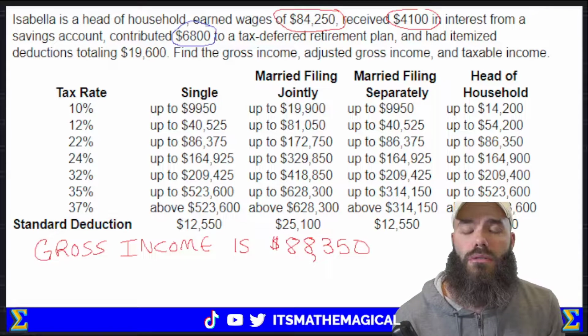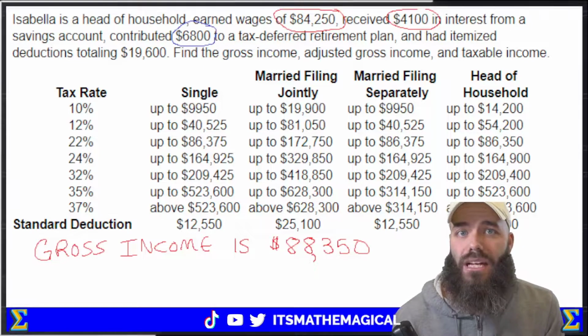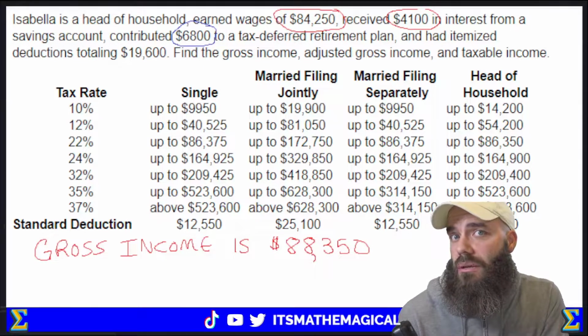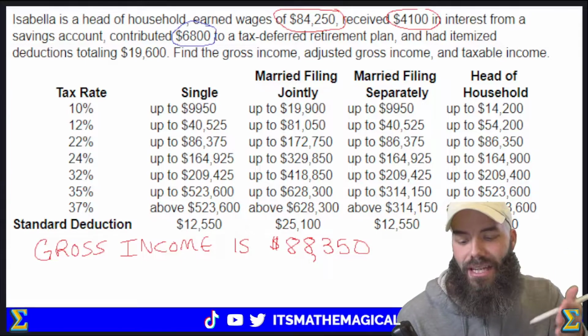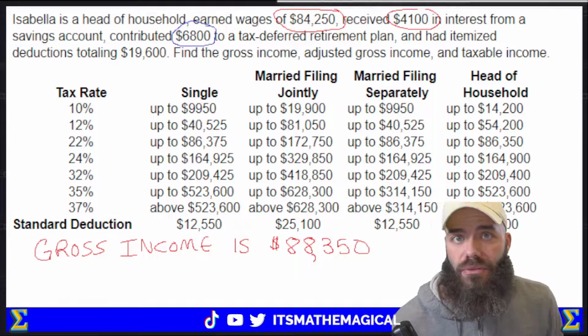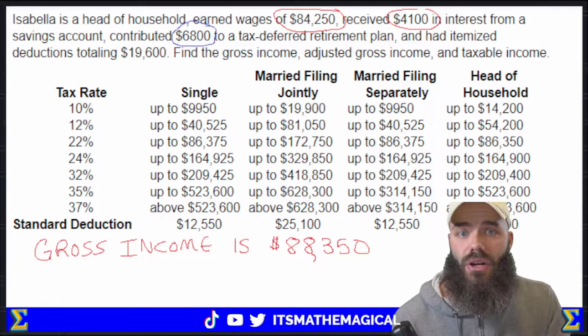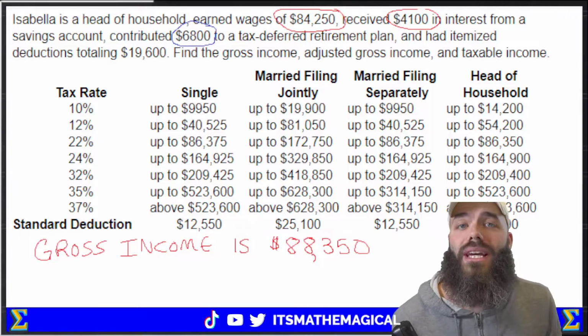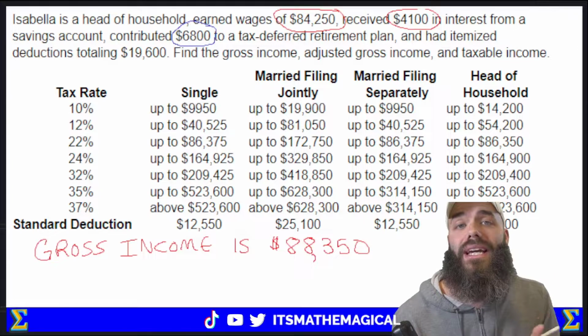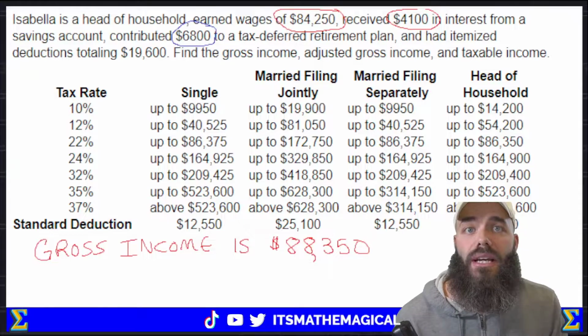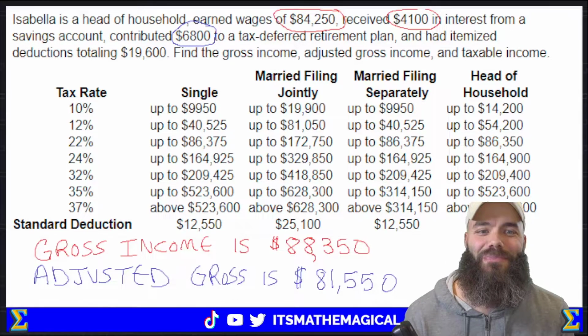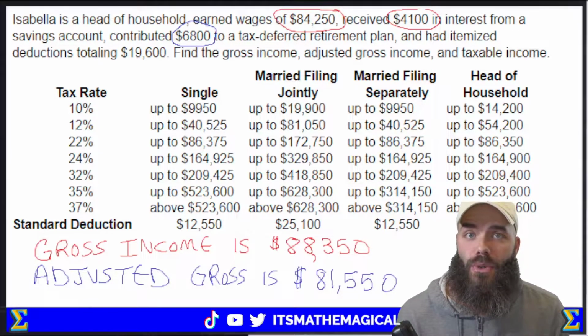So her adjusted gross income is going to be the $88,350 in gross income minus that $6,800 in her tax-deferred retirement plan. And so when you subtract $6,800 from $88,350, you will get an adjusted gross income of $81,550. Boom. So now we need to calculate the taxable income.